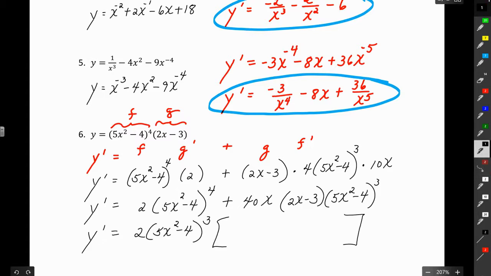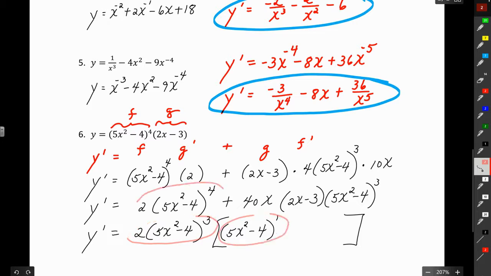Now we're going to compare what we pulled out to the original term, and it looks like we need to add a 5x squared minus 4. And if you're not sure, what you would do is ask, is it true that this times this brings me back to the original term? Right, now we're going to look at the next one. We're going to compare the 2 and the 40x, so we're going to need to add a 20x. And then we see that we have an extra term right here, so we have to write that.